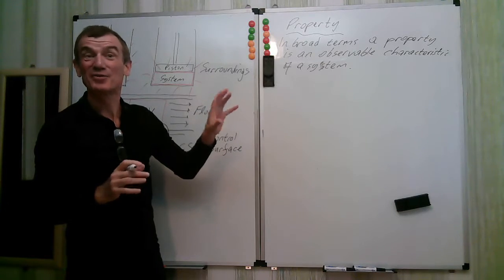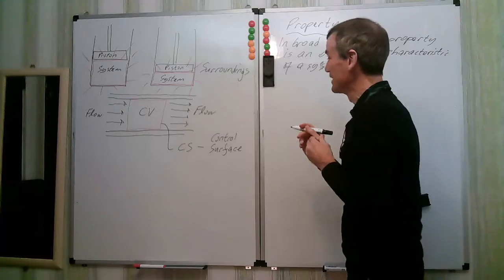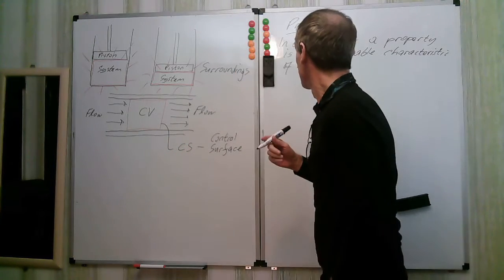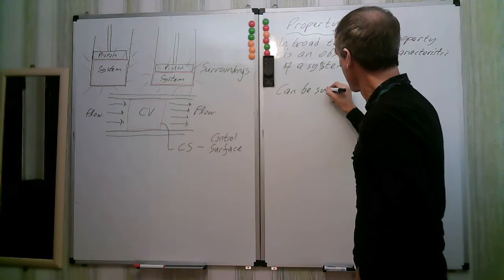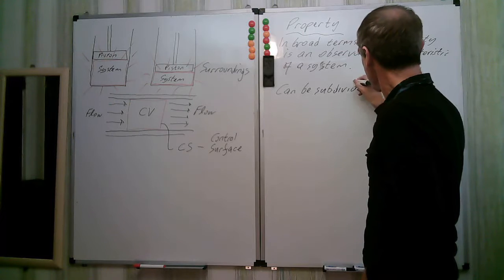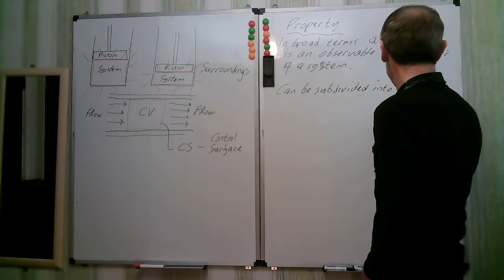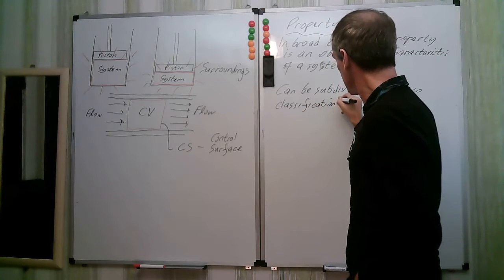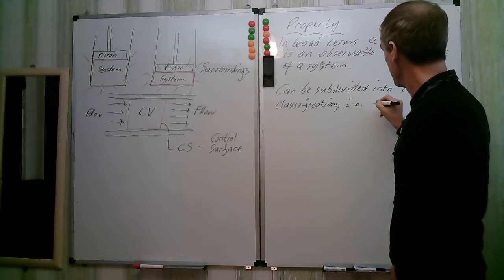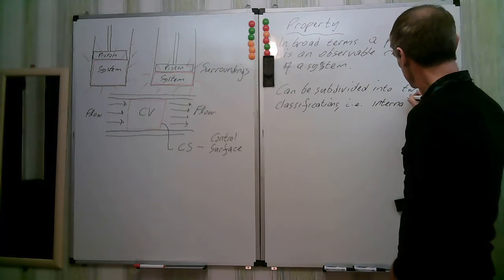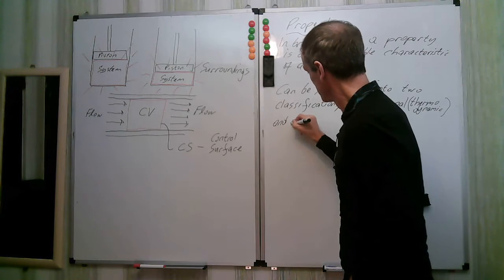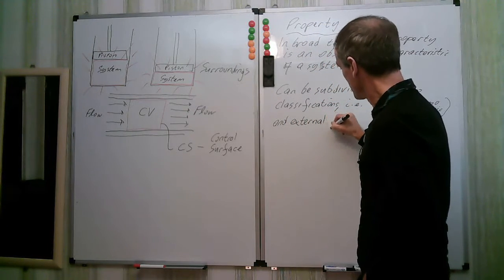We can subdivide properties into two types. Well, there's a number of subdivisions, but let's have a look at two types, which are internal and external, or mechanical and thermodynamic. So they can be subdivided into two classifications: internal, which we call thermodynamic, and external, which we call mechanical.